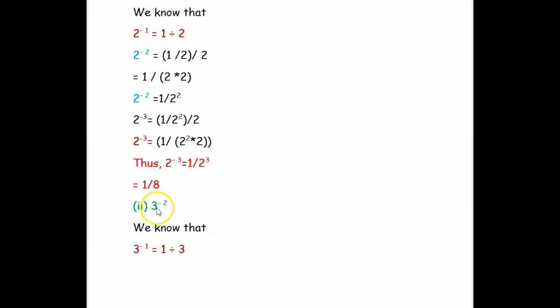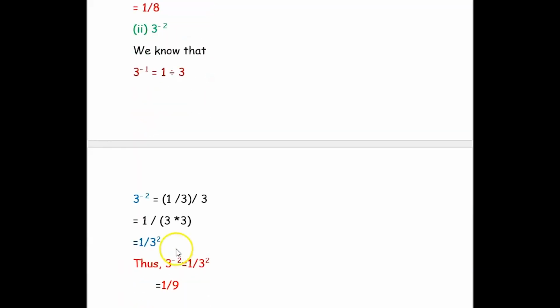So the value of 2 raised to the power negative 3 is 1 divided by 8. Now next question, 3 raised to the power negative 2. We know that 3 raised to the power negative 1 can be written as 1 divided by 3, and 3 raised to the power negative 2 can be written as the previous answer 1 divided by 3, reduced by 1/3 of it, so divided by 3. So 1 divided by 3 into 3, that is 1 divided by 3 square, and 3 raised to the power negative 2 is 1 divided by 3 square, that's nothing but 1 divided by 9.